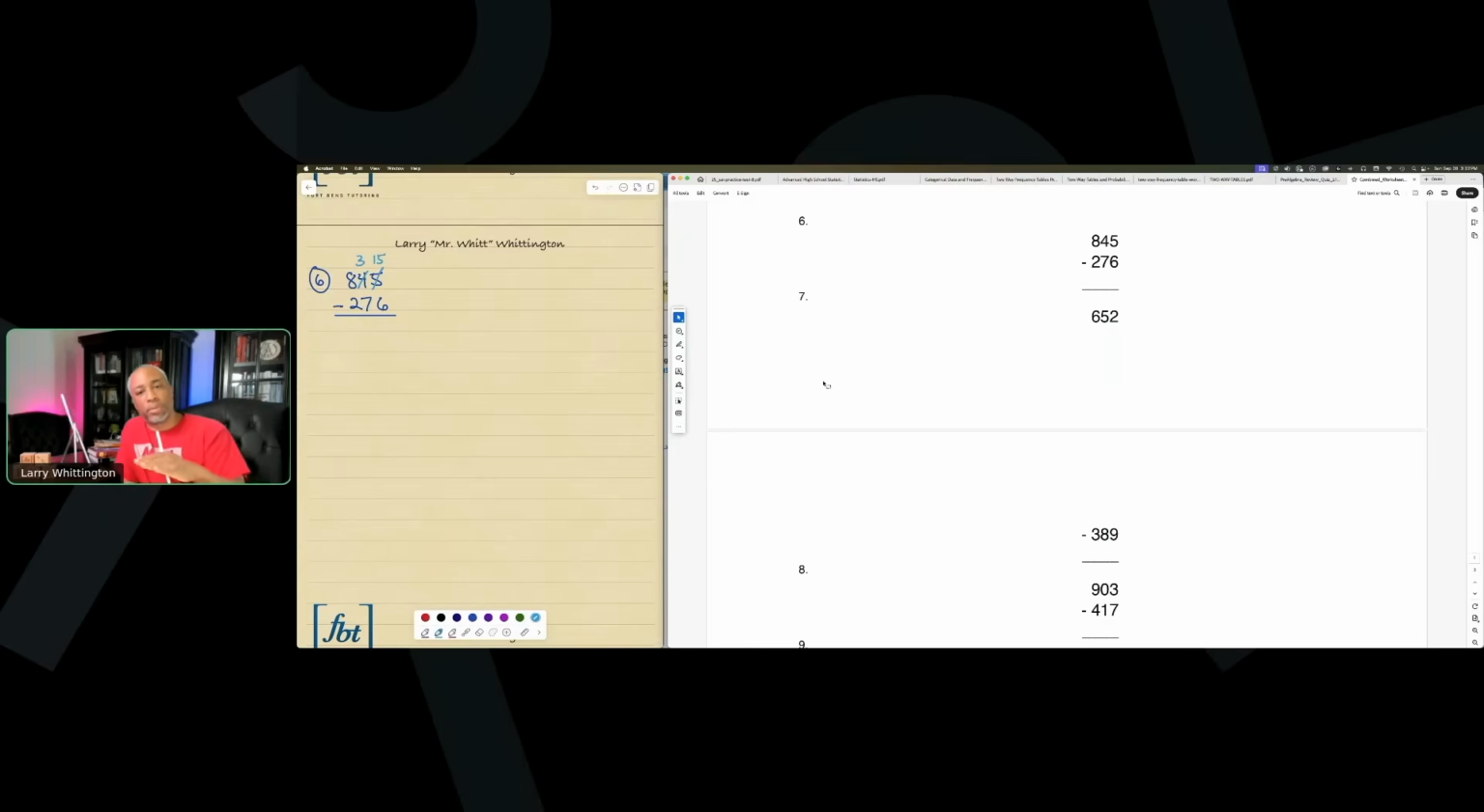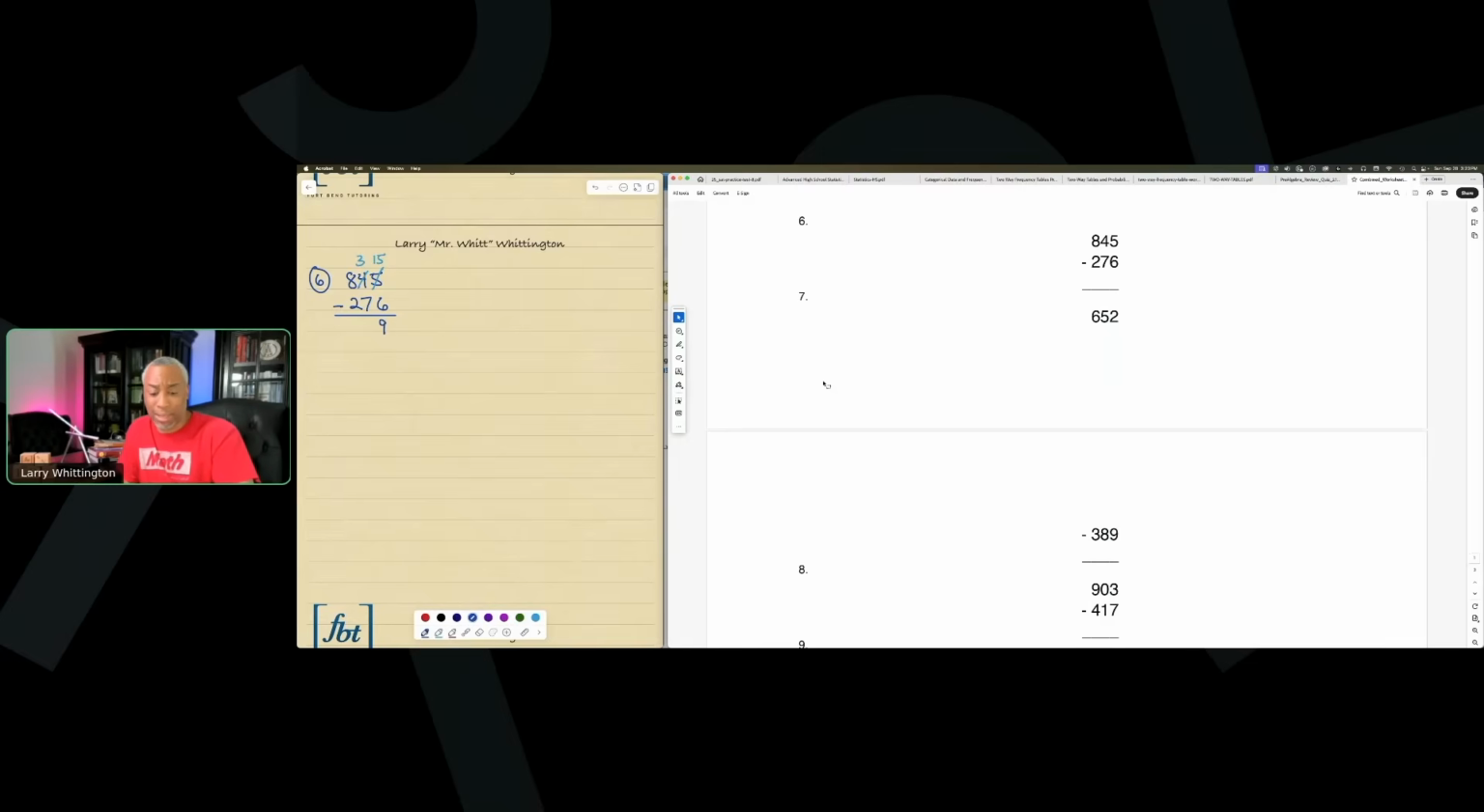So when you're borrowing from the tens place, you're literally going to take that 10 that was represented in that middle column there, and add it to the ones place value, right? So you end up with 5 plus 10, which is 15. From here, we can go ahead and subtract the 6 from the 15. So 15 minus 6 is 9.